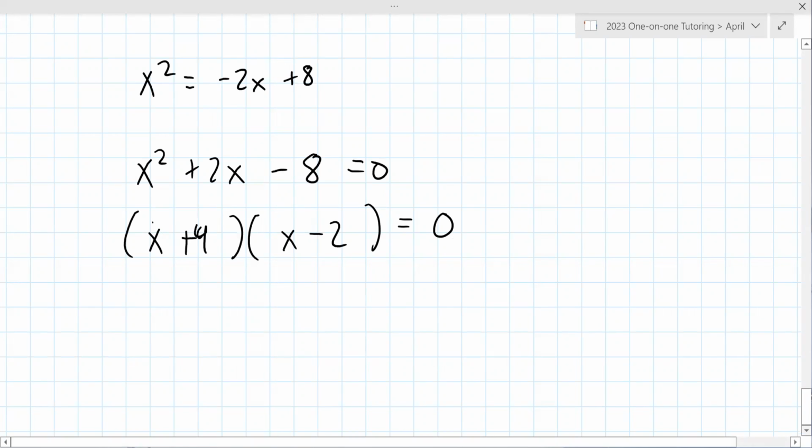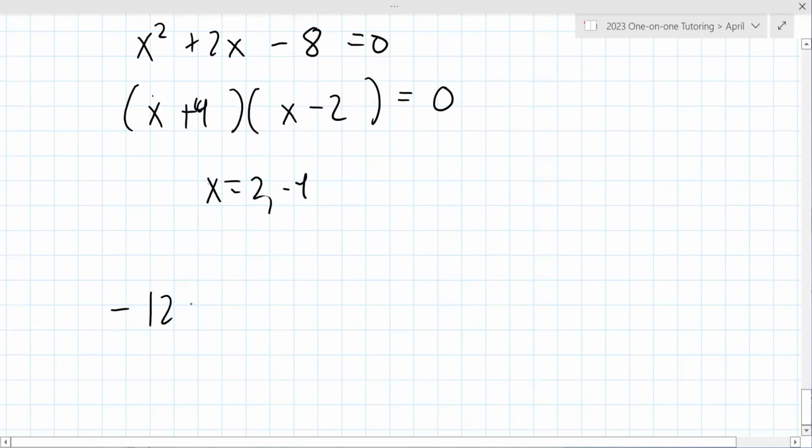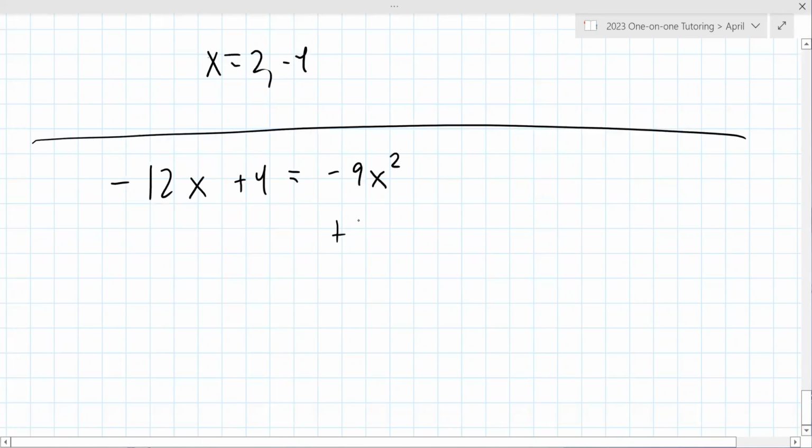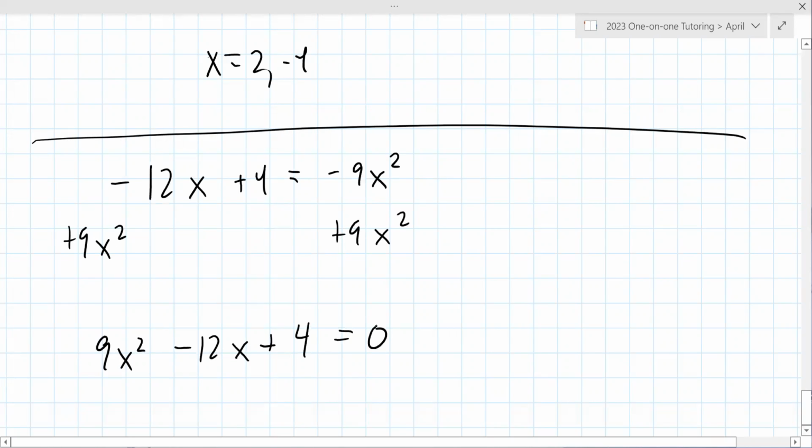Yeah, I understand. Last one, I think. So then negative 12x plus 4 equals negative 9x squared. So this time bring the 9x squared left. Okay, so that's 9x squared minus 12x plus 4 equals 0. This is a couple of things.